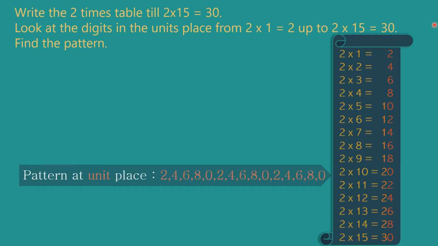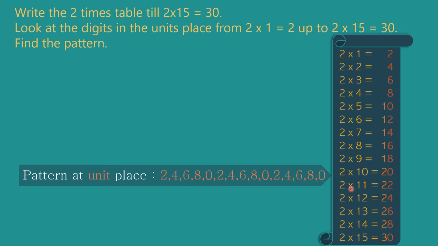Now the pattern at the unit place. So here this is the unit place. The digit which comes at the unit place we will write as the pattern at the unit place. So here the digits are 2, 4, 6, 8, 0, 2, 4, 6, 8, 0, 2, 4, 6, 8, 0. In the same way we have written here the pattern at the unit place.